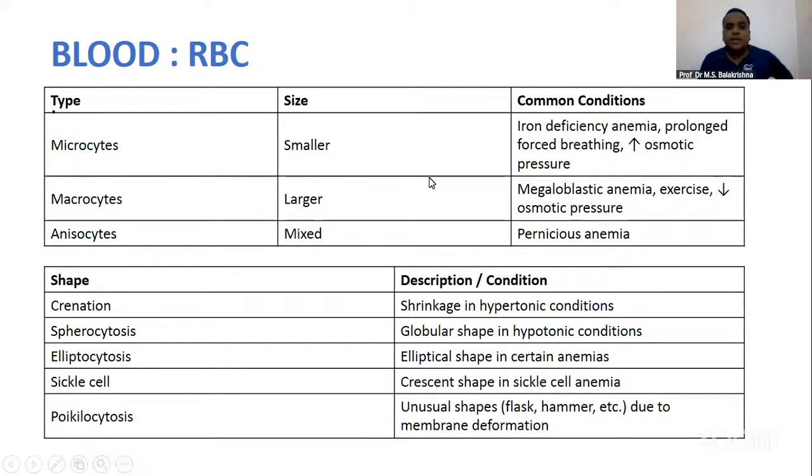Next, coming to the shape. Based on the shape, it is called crenation or crenated if there is shrinkage in a hypertonic condition. Spherocytosis, globular shape. Elliptocytosis, elliptical shape. Sickle cell, crescent shape. And poikilocytosis, unusual shapes. These are the various shapes of RBC. So based on size and based on shape, we have discussed that. We should know the conditions in which the shape occurs.